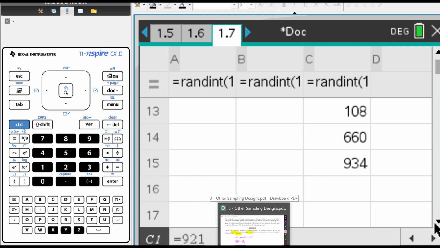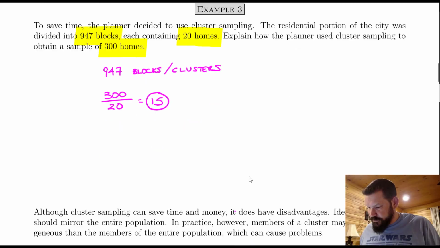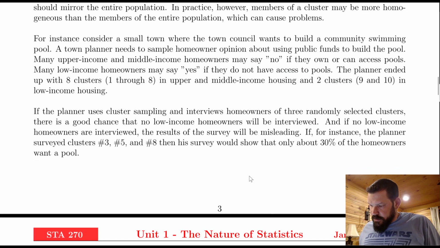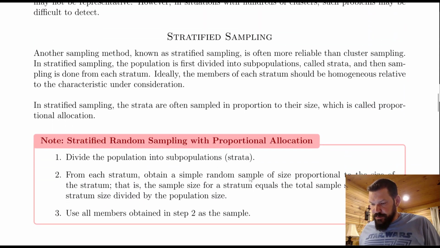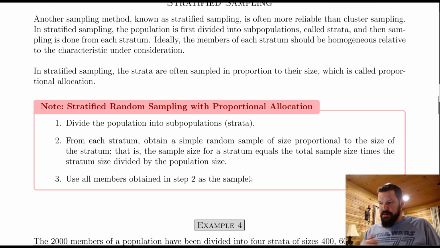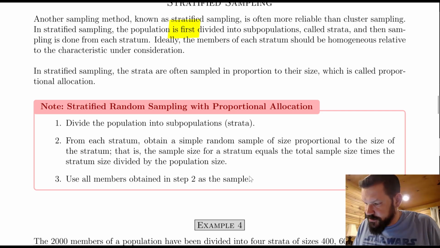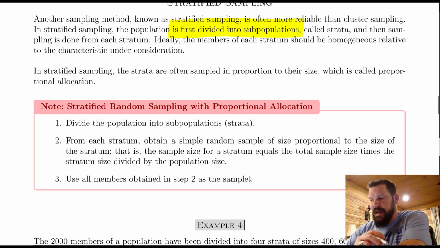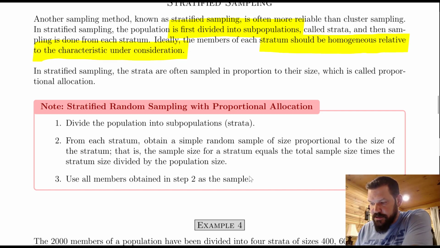Back to the notes. Stratified sampling. So stratified sampling is another method, and sometimes it's a little bit more reliable than cluster sampling. In stratified sampling, the population is divided into subpopulations. That's the first step, and those are called strata. And then sampling is done in each stratum. And ideally, the members of each stratum should be homogeneous relative to the characteristic under consideration. A lot of words, it'll make sense, I promise.